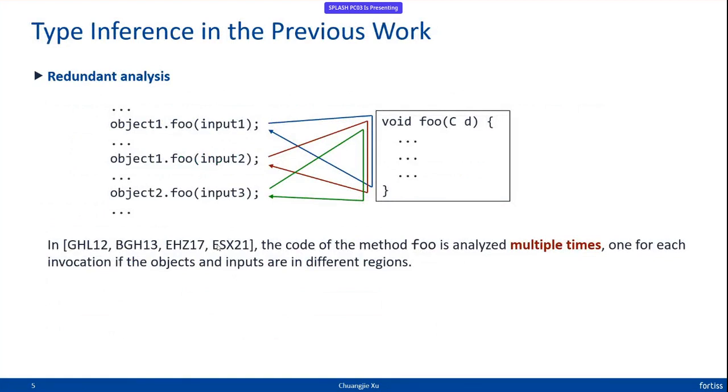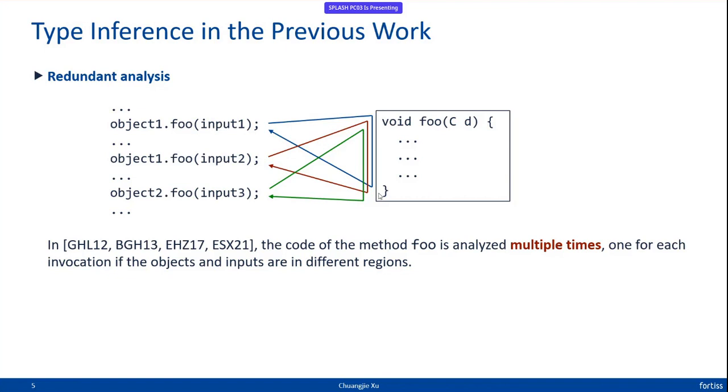So in the previous work, in our typing inference algorithm, essentially for each method whose object is in different regions, or whose inputs are in different regions, we have to analyze their code multiple times. For example, look at this example. There's this foo method, and we call the foo method of object 1 twice and object 2 once. And for object 1, it is invoked with different inputs, input 1, input 2. And then for these 3 invocations, we have to analyze the code of foo 3 times in order to get the effects and the types of the method.